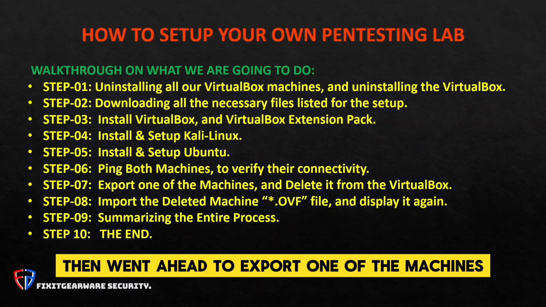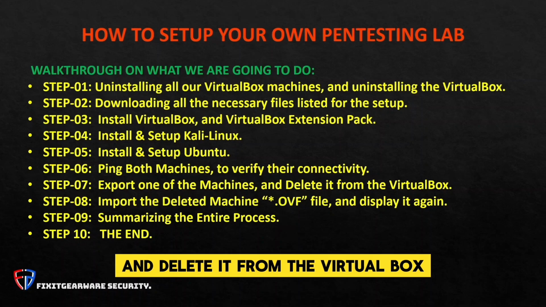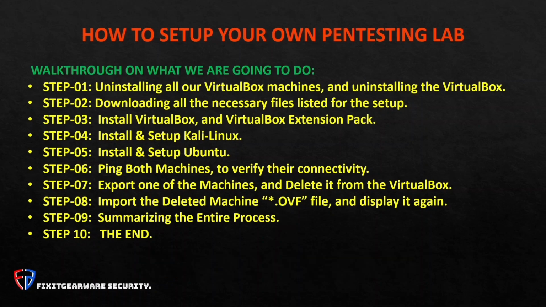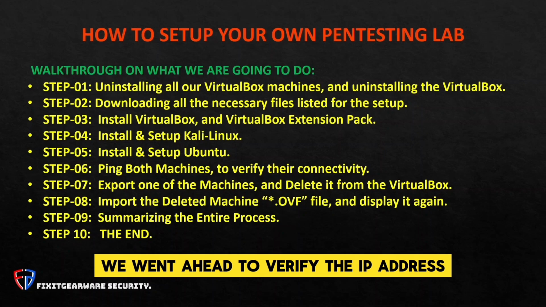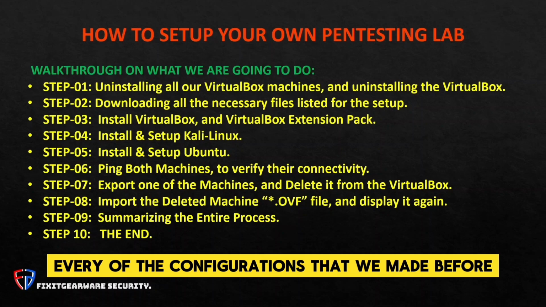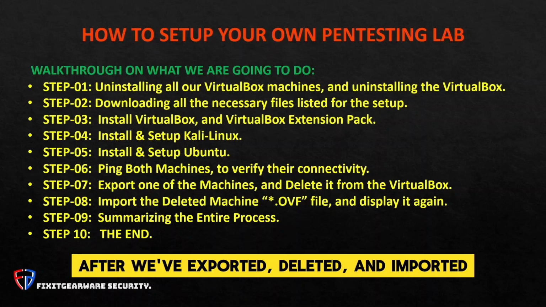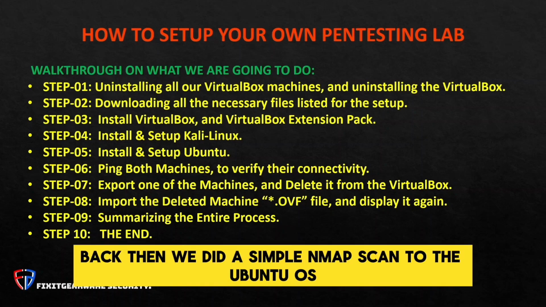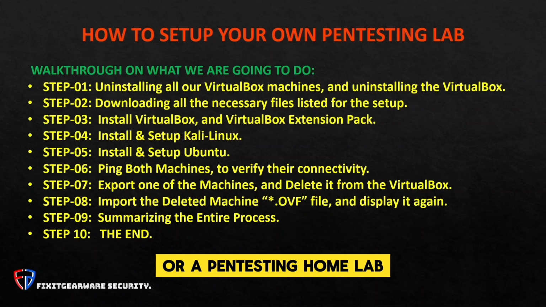We then went ahead to export one of the machines, which was the Kali Linux, and delete it from VirtualBox. Then later on, we imported the Kali Linux machine back into VirtualBox. We verified the IP address to confirm that all the configurations we made before we exported still remained after we exported, deleted, and imported back. Then we did a simple nmap scan of the Ubuntu OS. And that's all we did to complete the setup of a pen testing home lab.